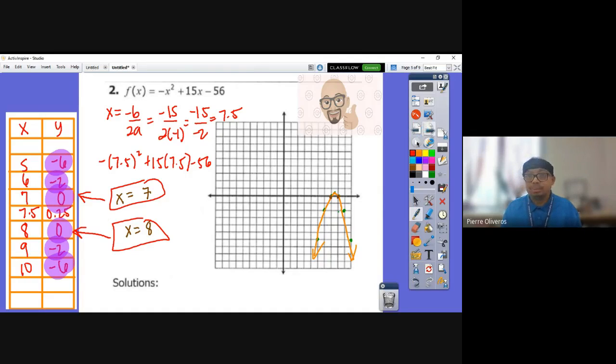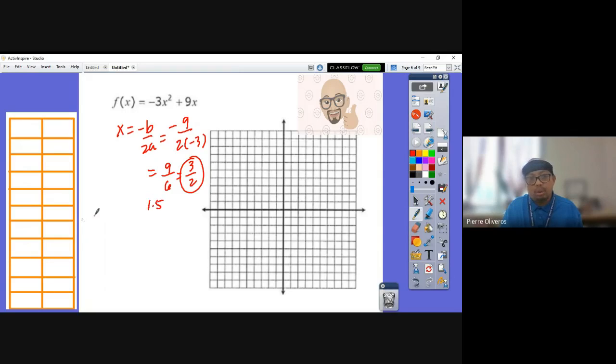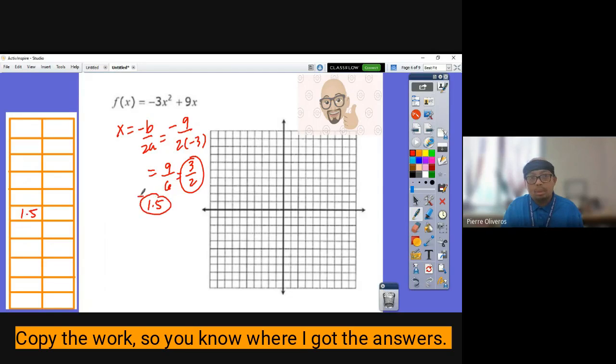Okay, very good. Next, negative 3x squared plus 9x. So here, x equals negative b over 2a again. So negative 9 over 2 times negative 3. That will give us 9 over 6, which is 3 halves, or 1.5. You can say 1.5 or 3 halves. So I'm going to put here 1.5. And again, I'm going to plug the 1.5 into the equation in order to get the y value.